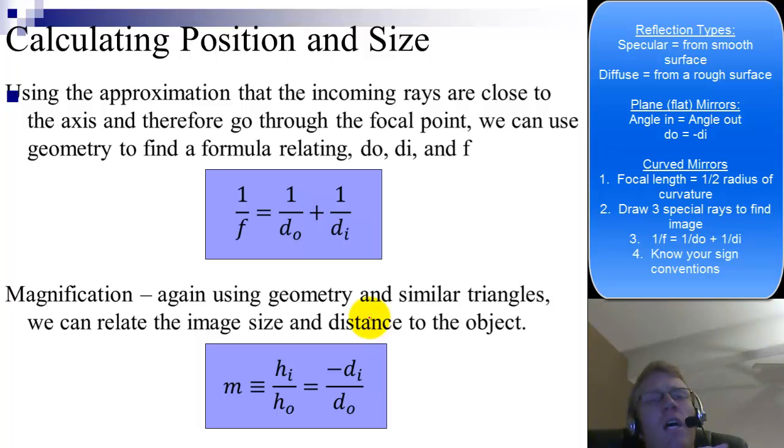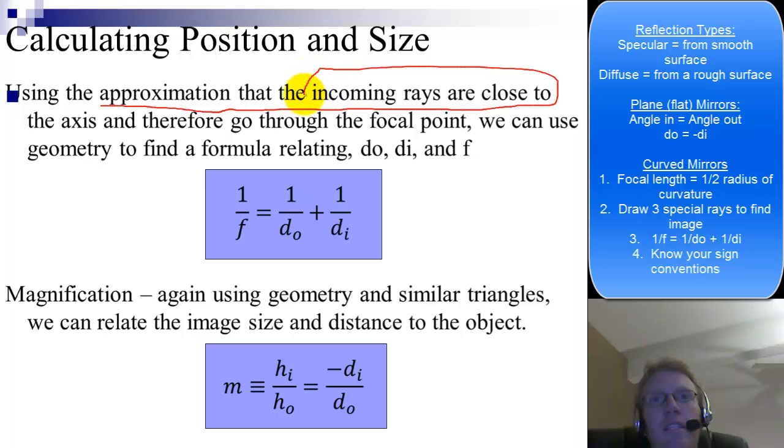All right. So you've learned how to draw the pictures. You've learned about the 3 special rays. And you might be thinking, oh my gosh, I don't want to draw a picture every single time I have to calculate where the image is going to be. Wouldn't it be nice if I had a formula? So indeed, if we keep using this approximation that the incoming rays are close to the optical axis, then we can get a simple formula relating the focal distance to the object distance and the image distance. And the formula is as follows.